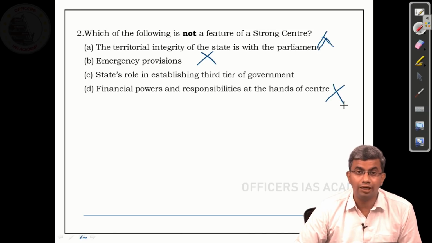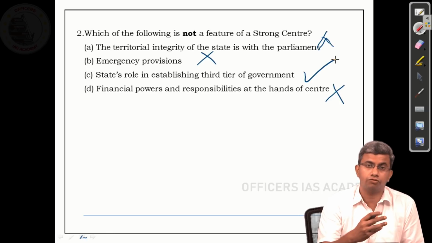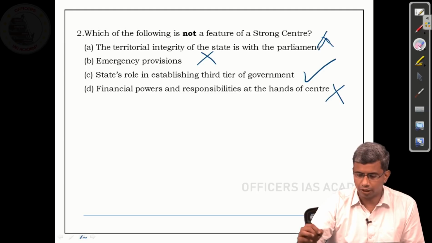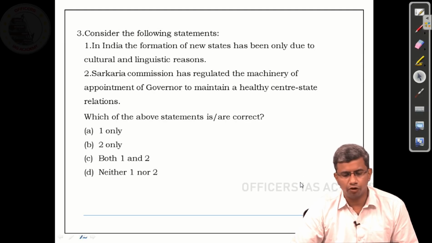But state's role in establishing third tier of government is the correct answer because it is not a feature of strong center but more of democratic decentralization. So the correct answer is C. Moving on, consider the following statement.